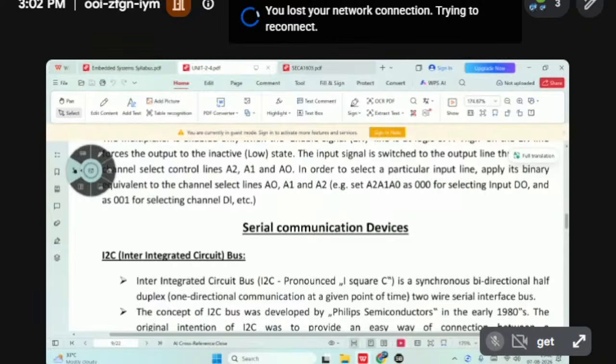The I2C concept will support serial communications, right? Only one connection is established, meaning only one line should be generated.